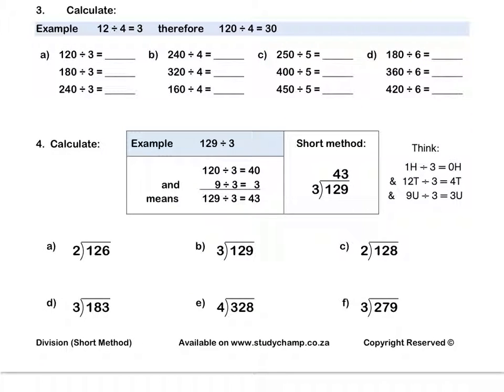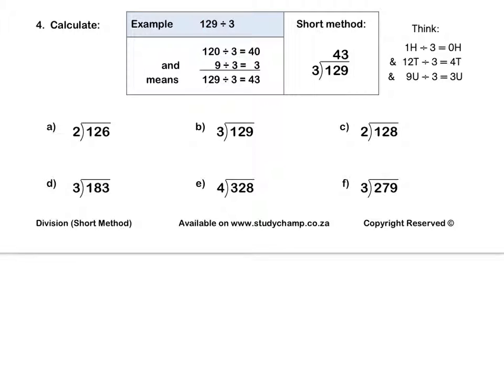Question 3. 12 divided by 4 is 3. Therefore, 120 divided by 4 is 30. 12 divided by 3 is 4. Therefore, 120 divided by 3 is 40. 18 divided by 3 is 6. Therefore, 180 divided by 3 is 60. Press pause to complete question 3.